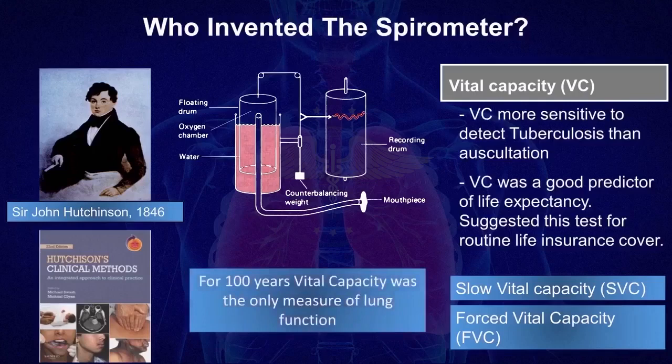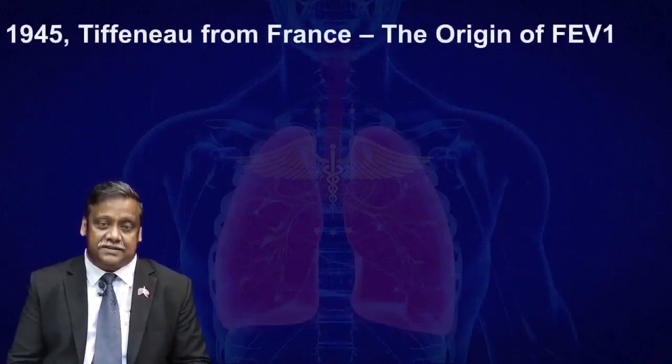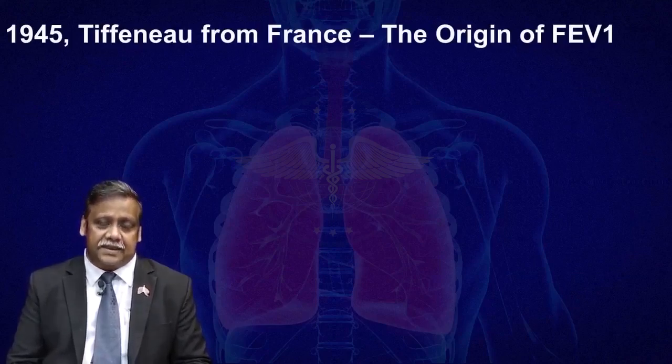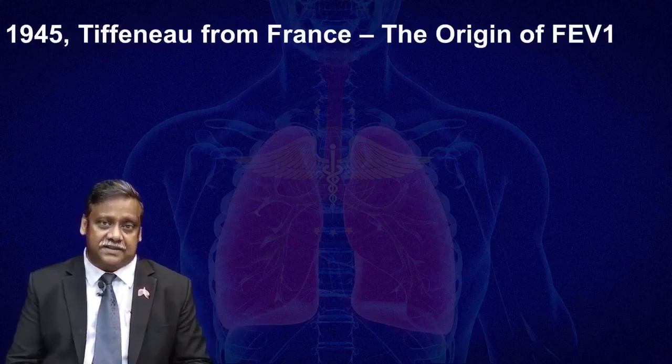For about 100 years, this was the only parameter that was used to measure lung function. Vital capacity, either slow vital capacity or forced vital capacity. About 100 years later, Tiffeneau from France came up with a very bright idea. He said, why don't we split the forced vital capacity and give it a time domain? In the sense, if all that volume of air comes out of the lungs in say 3 or 4 seconds, then what is the volume of air that came in 1 second?